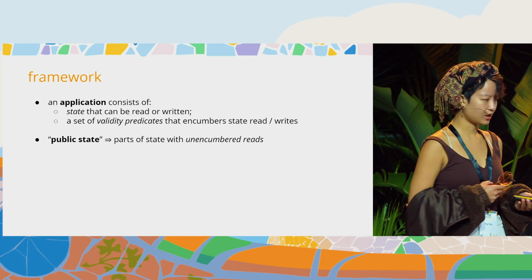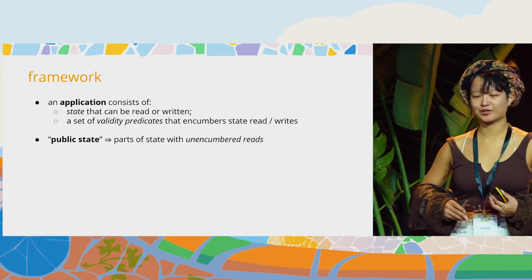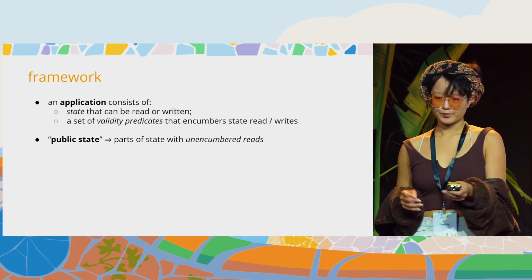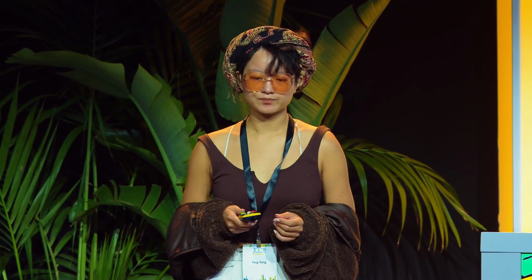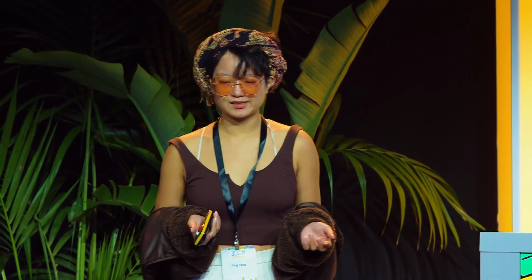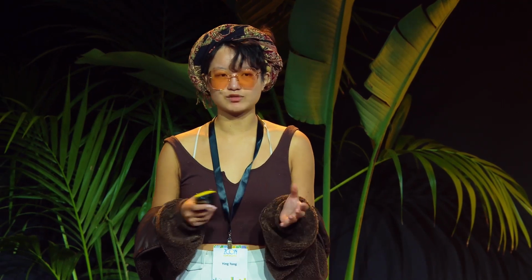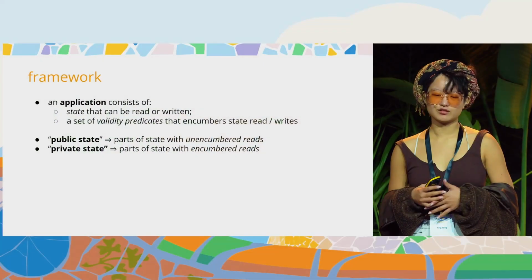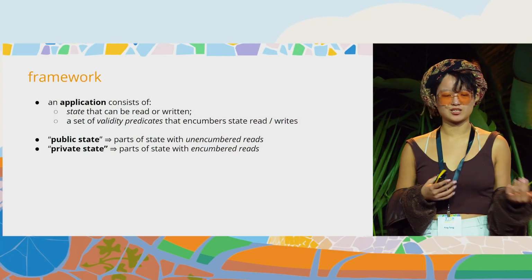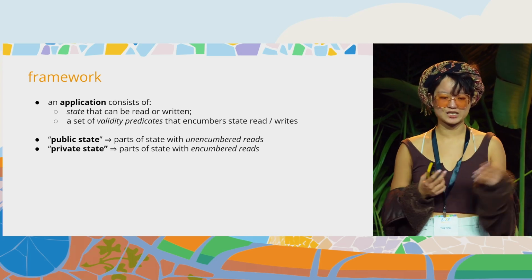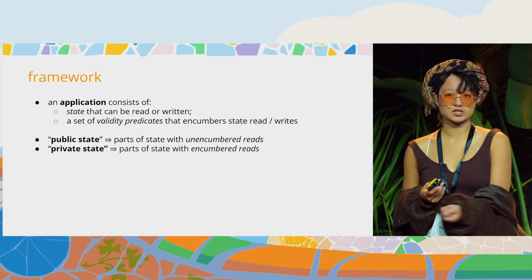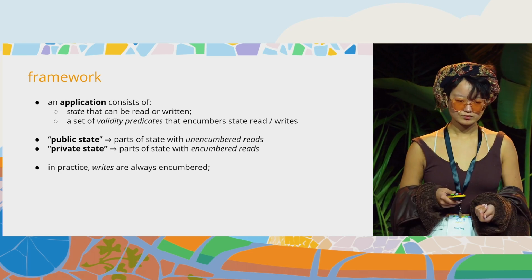So to make this more concrete, public state is defined as parts of the state that anyone can read, so there's no need to fulfill any validity predicate. Whereas private state is parts of the state that are actually restricted access. You can think of this as a viewing key on Zcash, for example. Only those in possession of it can read or decrypt a certain note.